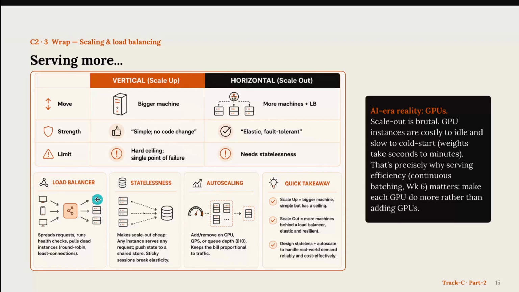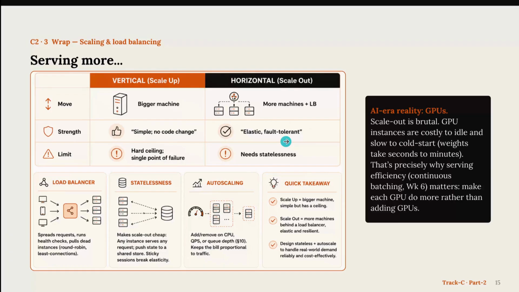This is simple because you don't have to change code. You just have to increase the RAM size. You just have to increase the memory and so on. Whereas in horizontal scale out, this is elastic in nature because you can keep adding machines, but it also means that you will have to make some code level changes. This also becomes fault tolerant, whereas this is a single point of failure. This is not a single point of failure and becomes fault tolerant.